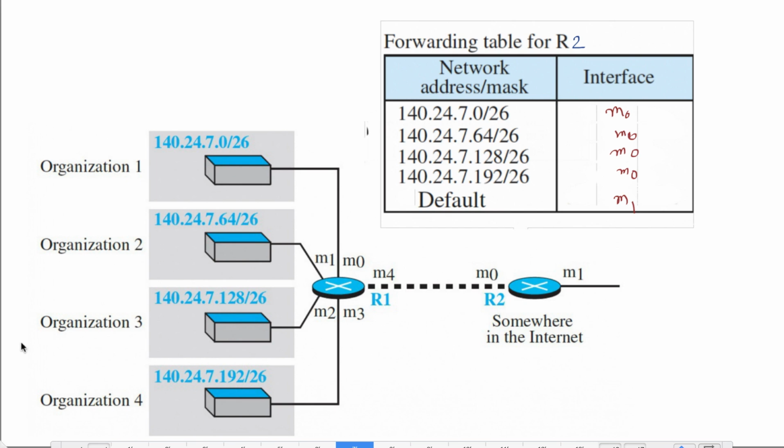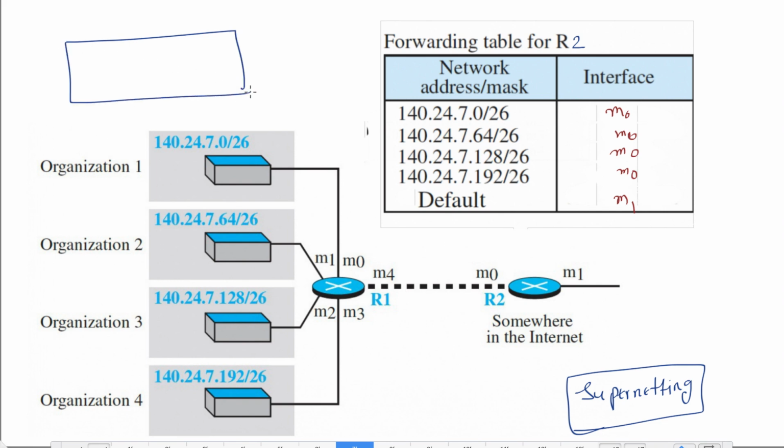Now you can see there is some redundancy: it is saying M0 four times, and these addresses also look the same, right? Here we can do some optimization, that is called supernetting, or address aggregation. So basically, instead of saying M0, M0, M0, let me give you a brief idea.